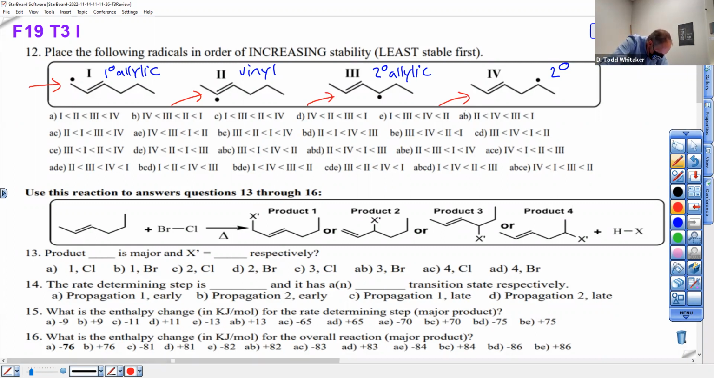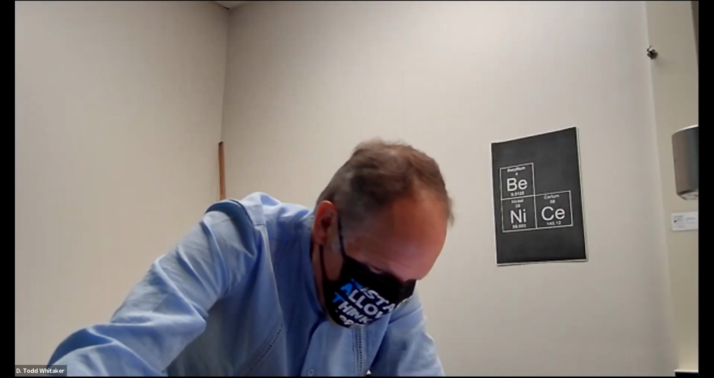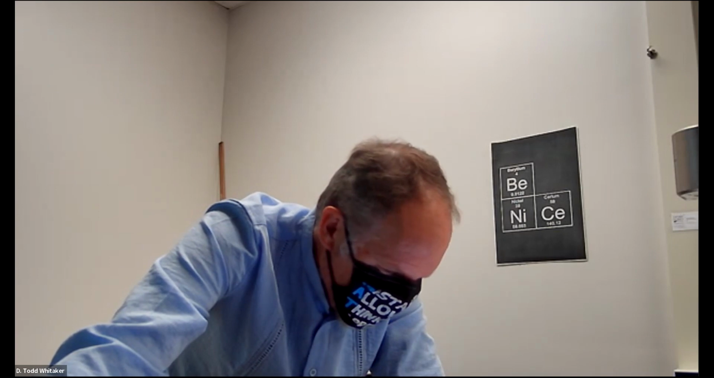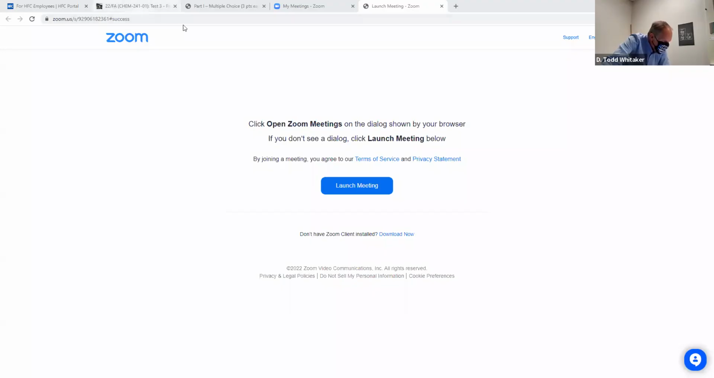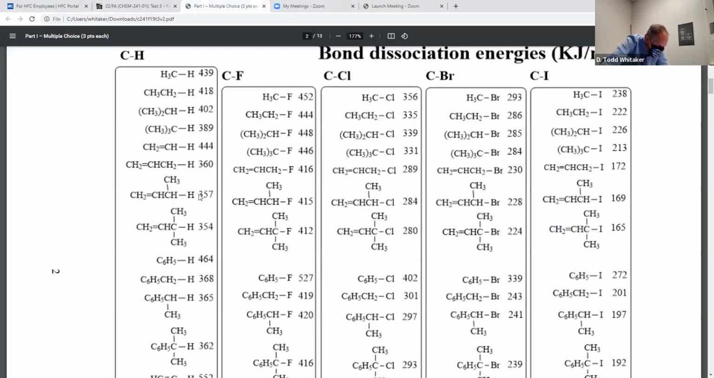We're going to our table. The only reliable way is to stop share, start share, and get the table. I thought I had the table open somewhere. I really did. I guess it's that one, and I switched over. Primary allylic 360, secondary allylic 357.